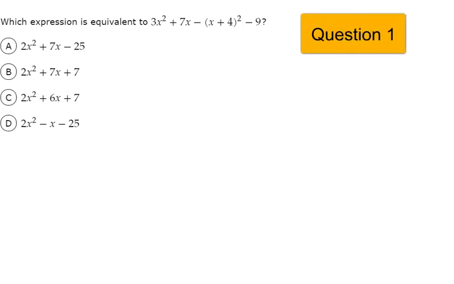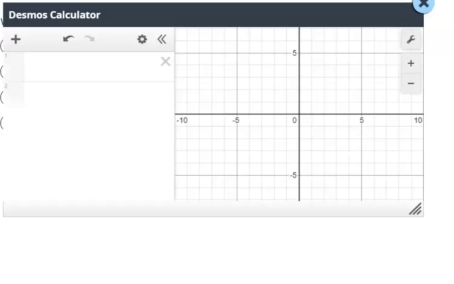Which expression is equivalent to 3x squared plus 7x minus the quantity x plus 4 squared minus 9? To simplify this, you would square this binomial and add like terms. But before you select your answer, you should check with your graphing calculator.